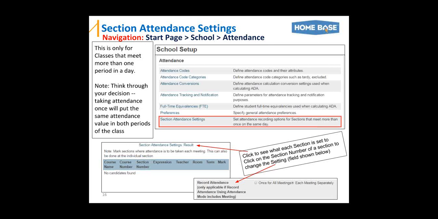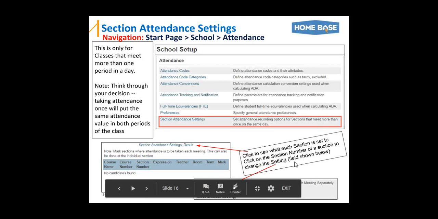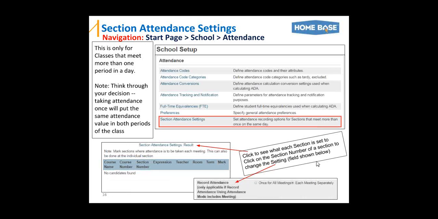Use the section number and then change this field setting, that you can't see right now because the black is in the way. It says record attendance once for all meetings. So you're going to change that radio button to once for all meetings. Right now, it's default to each meeting separately.